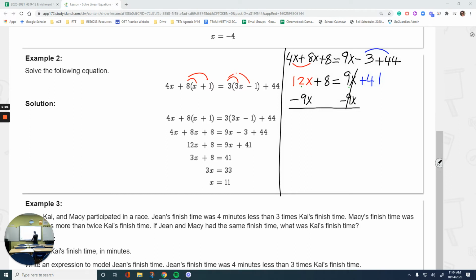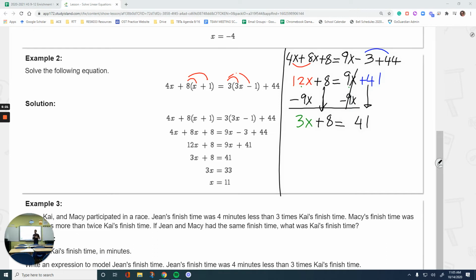These are gone. 12 minus 9 is 3x plus 8. I'm dropping this down here, right there. Drop down the equal, and then drop this 41 down. Now I have 8 and 41. One of them is on the left, the other one is on the right.